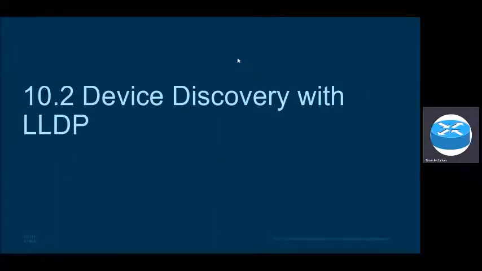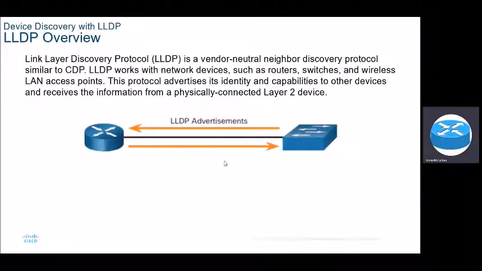Now LLDP, which is Link Layer Discovery Protocol, is a vendor-neutral neighbor discovery protocol similar to CDP, but of course not proprietary. It works with network devices such as routers, switches and wireless LAN access points. This protocol advertises its identity and capabilities to other devices and receives the information from a physically connected layer 2 device. Of course, they both need to be running LLDP.